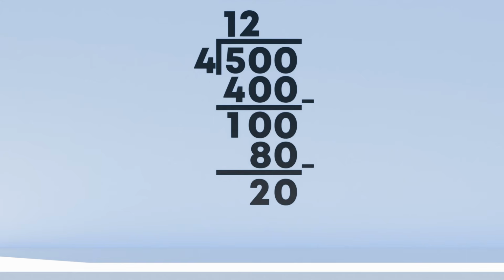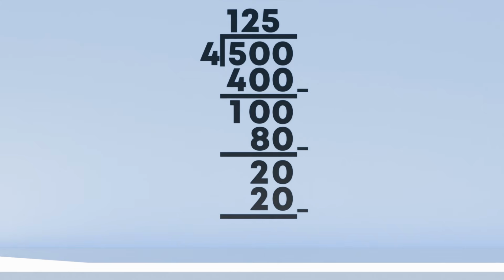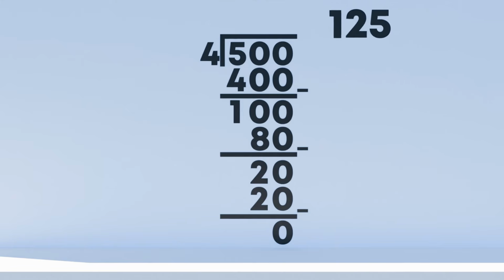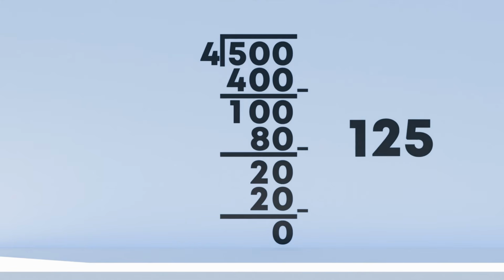We ask ourselves, how many times does 4 fit in 20? The answer is 5, so I can write this 5 above here. Then we do 4 times 5, which is 20, and subtract these two numbers. We get a 0, and we don't have any more digits left, which means that we're done with our algorithm. Our final answer is this number right here, 125.